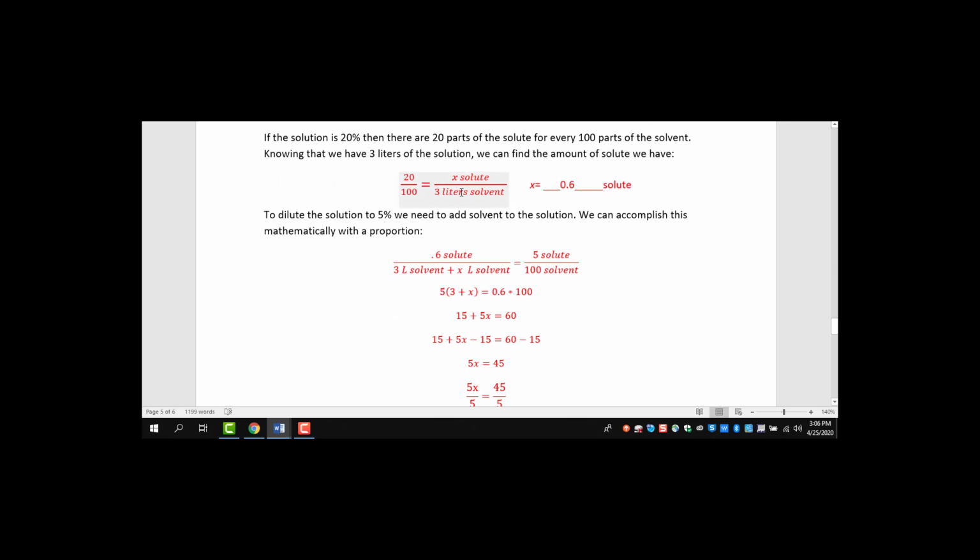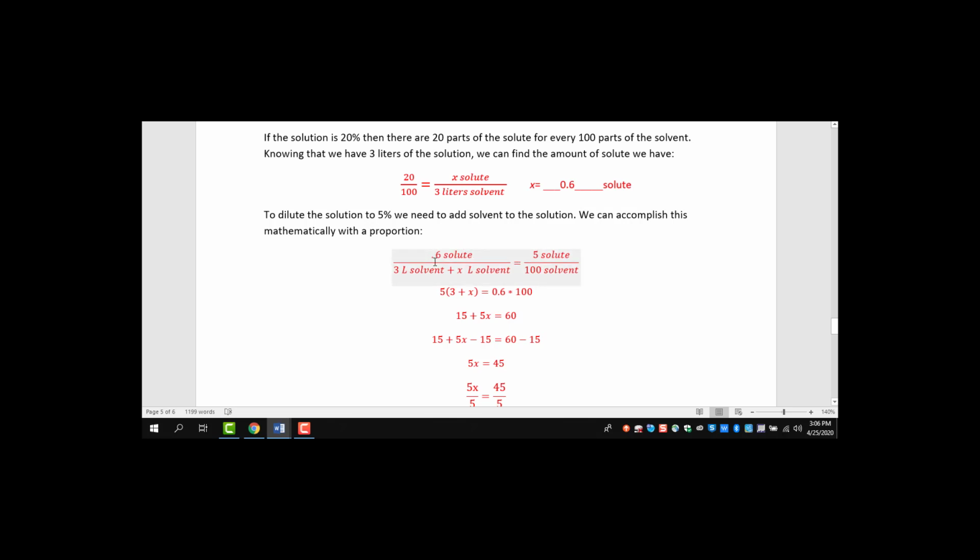Sticking with our salt water solution. Cross multiply and divide, and we got 0.6 of the solute. So that X there is 0.6. So now we want to take that solution, 0.6 liters over 3 liters, or 0.6 whatever over 3 liters of the solute, and we want to add water. And by adding water, we will dilute it. And we want this to be equal to 5 parts in 100.